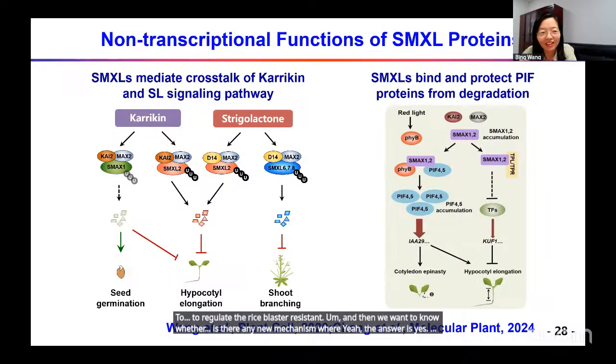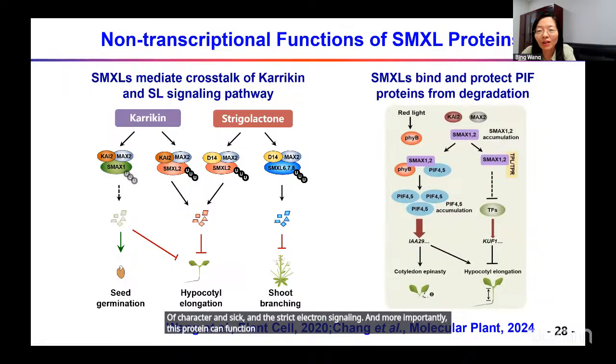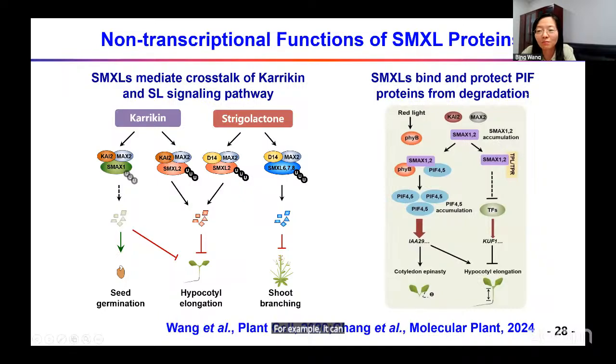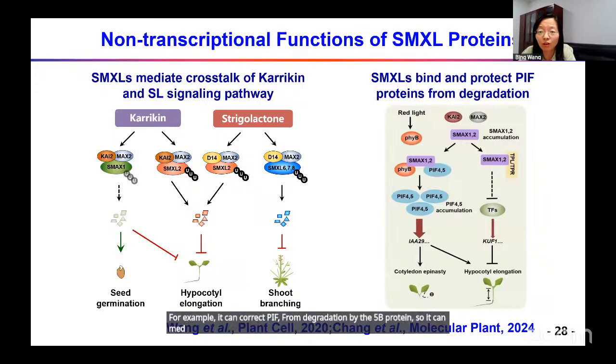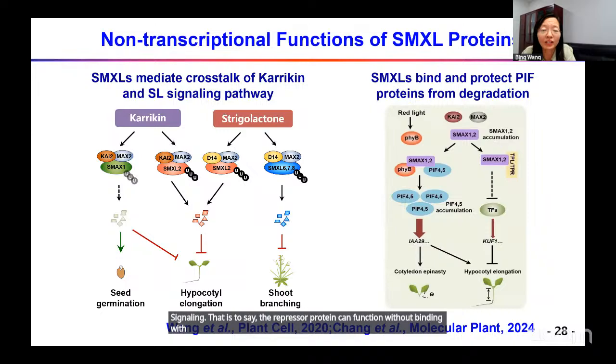We found that the SMAX protein, that is the repressor protein, can mediate the crosstalk of karrikin and strigolactone signaling. And more importantly, this protein can function through directly binding and protecting other proteins. For example, it can protect PIF from degradation by the phyB protein, so it can mediate the crosstalk with red light signaling. That is to say, the repressor protein can function without binding with TPL, the classical pathway, and it has non-transcriptional functions.